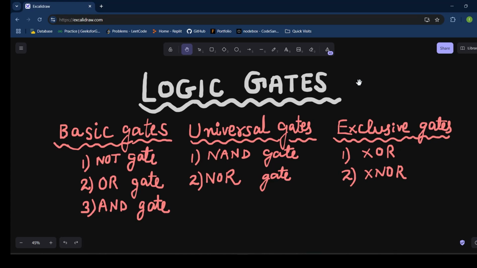So in this video, I'll show you some of the different logic gates that we have. So let's get started. Here we have the basic gates like the NOT gate, OR gate and AND gate, and then we have the universal gates that are NAND gate and NOR gate, and then the exclusive gates that are the XOR and XNOR. So let's see them one by one.